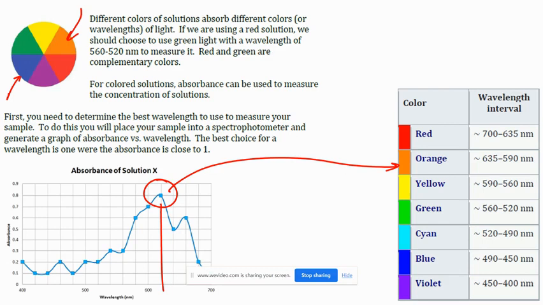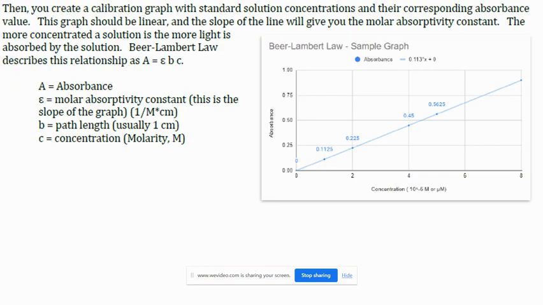Okay? And they oftentimes will give you a graph like this and ask you, what wavelength would you want to use? You're going to find the highest peak. And then you're going to find where that corresponds. And then you can tell them, oh, I need this wavelength of light. Easy enough? All right.